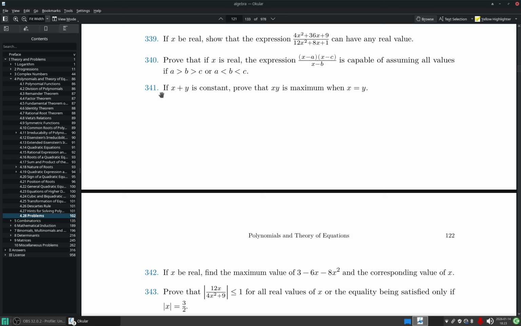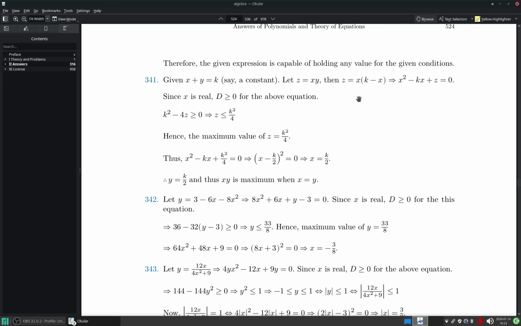Question 341 says that if x plus y is constant, prove that xy is maximum when x is equal to y. We let x plus y is equal to k, then z is equal to xy is equal to x into k minus x. So the equation becomes x square minus kx plus z is equal to 0. Now x is real, so the discriminant would be greater than or equal to 0, that is k square minus 4z greater than or equal to 0, that is z less than or equal to k square by 4. So the maximum value of z is k square by 4.